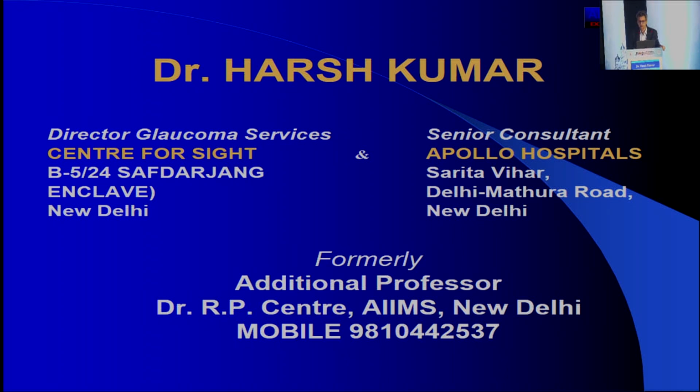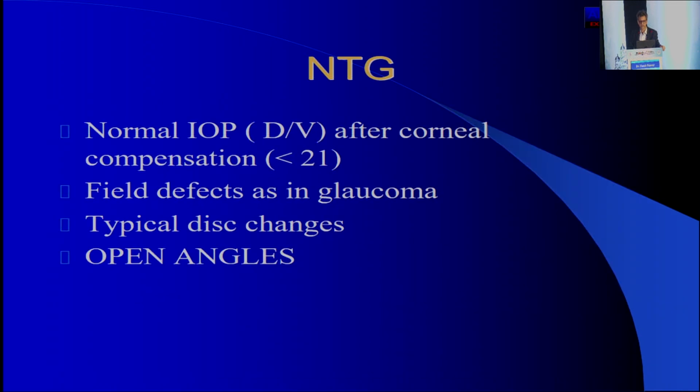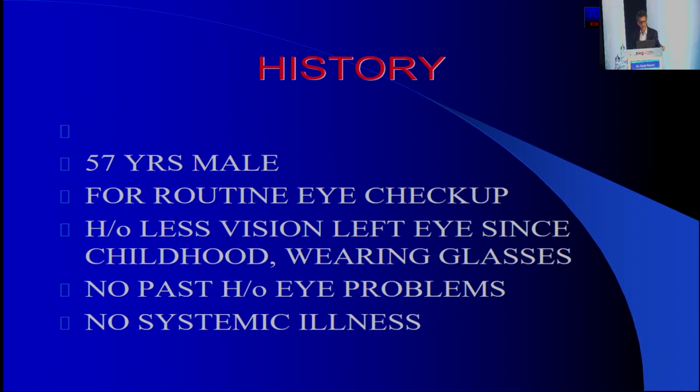So let's move on straight away. Okay, so what exactly is normal? It is the opposite end now we are coming to. Prateek showed you normal disc, normal fields. Here it is just the opposite. The disc and the fields are classically glaucomatous. However, the angles are open. And when you do all the pressures, you do a diurnal variation, you realize all the pressures are less than 21.